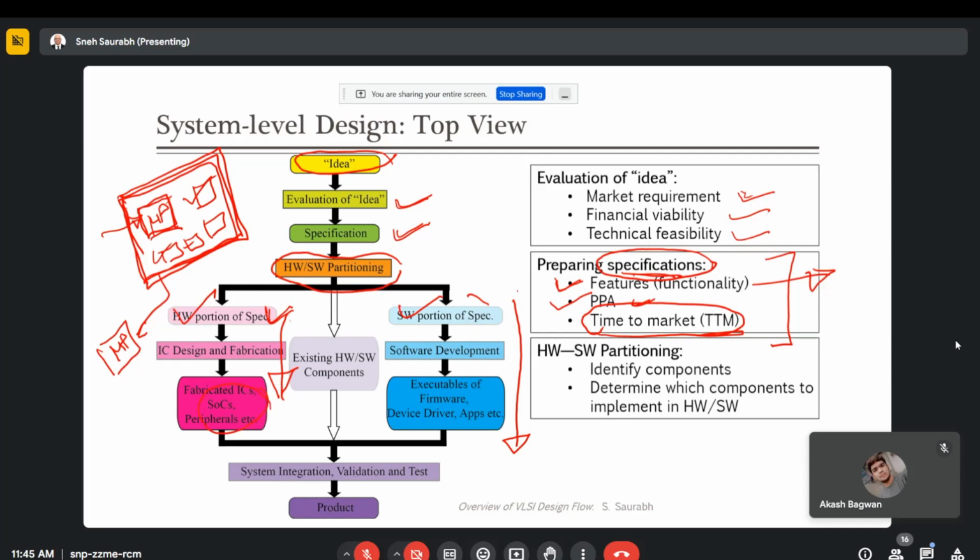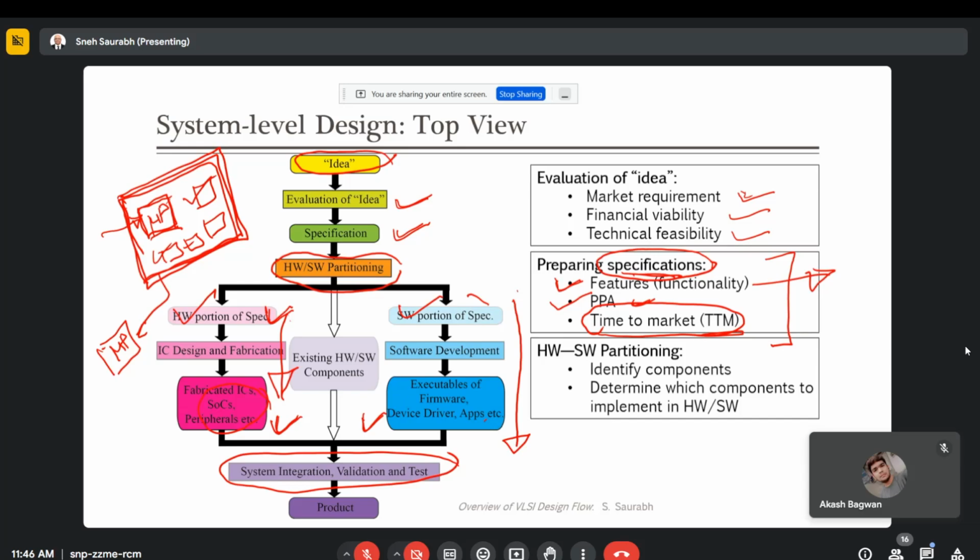And we will finally get the fabricated chip. Once these fabricated chips are received from the foundry, they will be combined with the general purpose microprocessor and the software, and finally we get a system, right? And this system will be the final product, and this will finally go to the market.